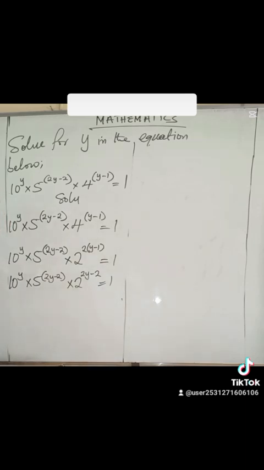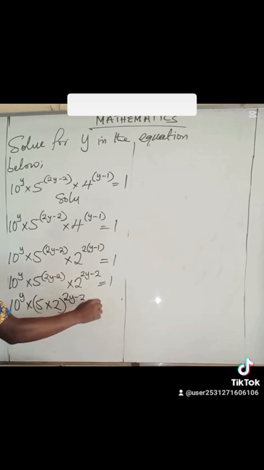All right, so there's something else I'm going to do here. And what is that thing? I know that this and this has the same power, so I will multiply the base, following the law of indices. So I'm going to say 10 raised to power y multiplied by 5 times 2, all raised to power 2y minus 2 equals 1. So that we have 10 raised to power y multiplied by 10 raised to power 2y minus 2 equal to 1.